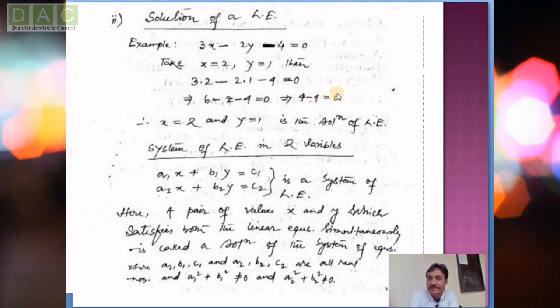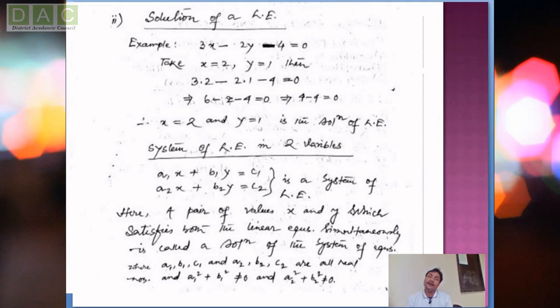It is clear that just by substituting the values of x and y into the given equation, we are getting both sides of the equation equal. Once again I repeat, both sides of the equation become equal. That means here we can say that these are the two values, the solution of this linear equation.